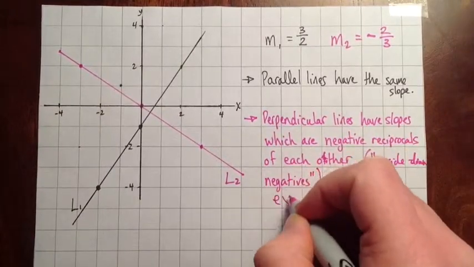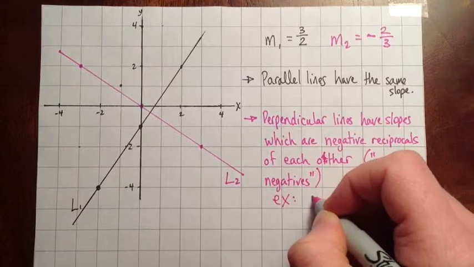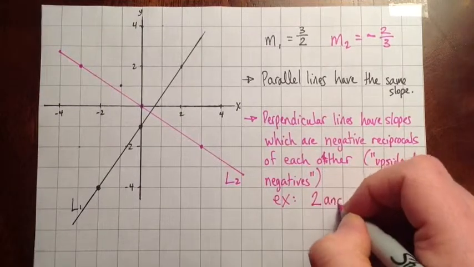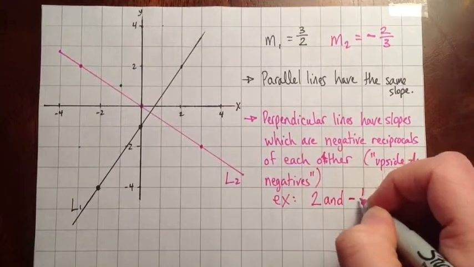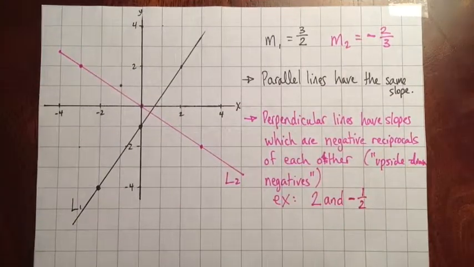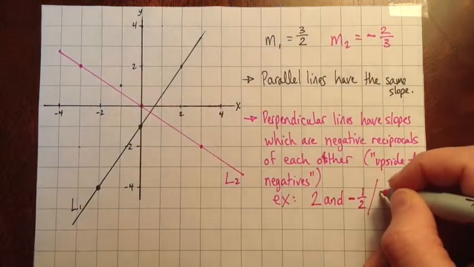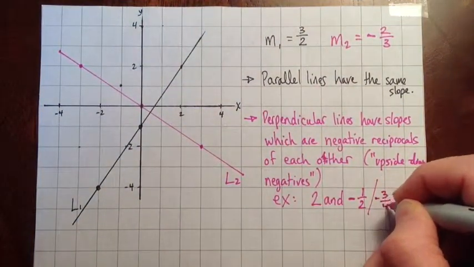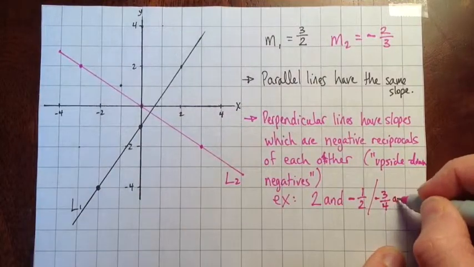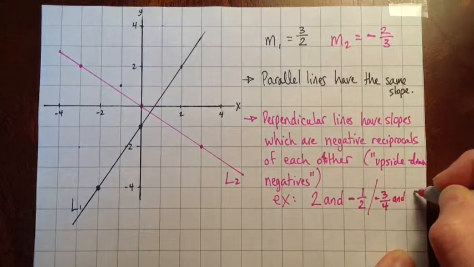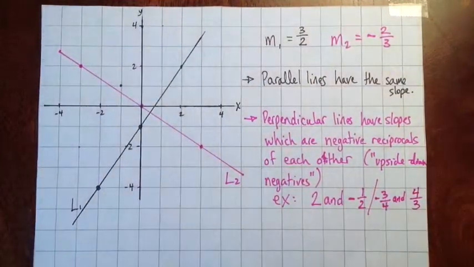For example, we might have a slope of 2, and the slope of a line that would be perpendicular to that, we change the sign and flip it upside down. 2 and negative a half. Or we might have, if we had, say, negative 3/4, a line that would be perpendicular to that, we'd change the sign, so it would be positive, and we'd flip it upside down. 4/3. So perpendicular lines have slopes which are negative reciprocals of each other.